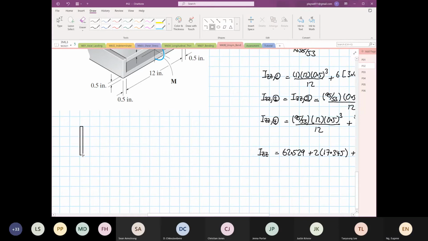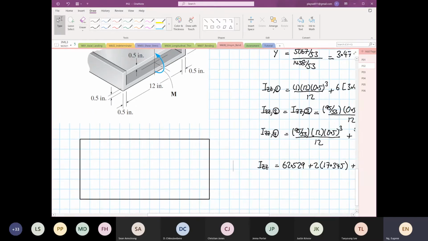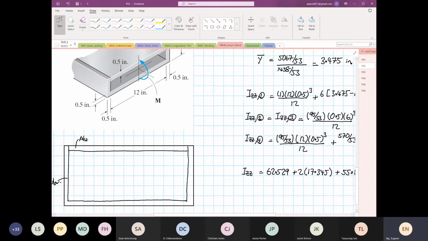So 6 and 12, 13 in fact. 2, 4, 6, 8, 10, 12, 13. Right. So this is our figure now. Okay, so this is our aluminum. The rest is our Kevlar. And we know that the Y is 3.475.